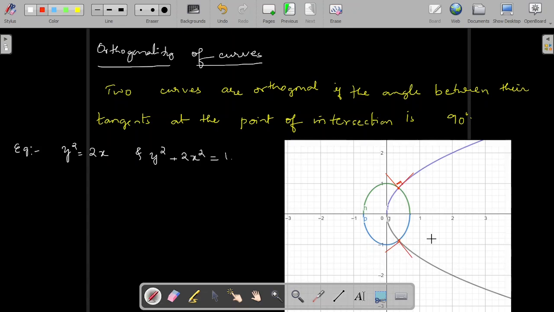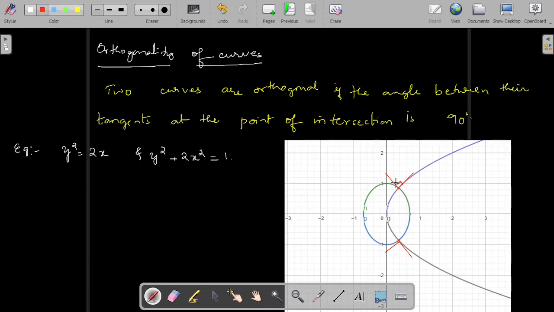That is, geometrically we can see here. But when you have two curves, algebraically if you want to prove these two curves are orthogonal, what you have to do is, you have to get the two tangents and show those two tangents are perpendicular. So, two lines are perpendicular if the product of their slopes m1 into m2 equals minus 1. So, you need to get the slope of the tangent to the first curve, then the slope of the tangent to the second curve. So, how to get the slope of the tangent?